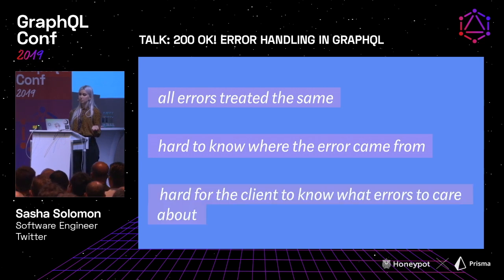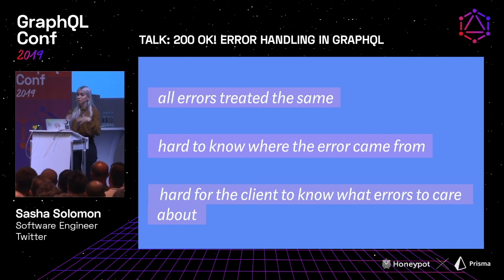And also, it's hard for the client to know what errors to care about. All of these errors ended up in this errors array, but maybe some of them are more important than others. Maybe there are ones we can ignore for the client. And through all of this, the client doesn't really know what to display. We have this errors array, but we should do something, and we don't necessarily know exactly what to do.